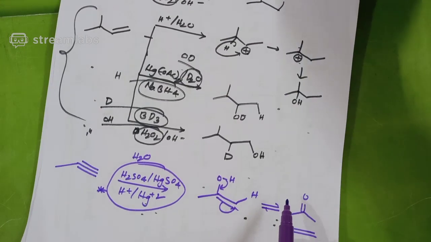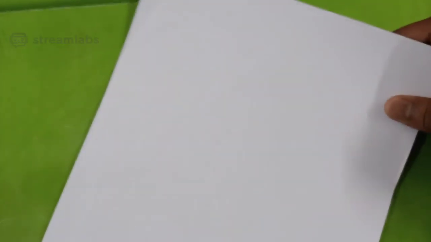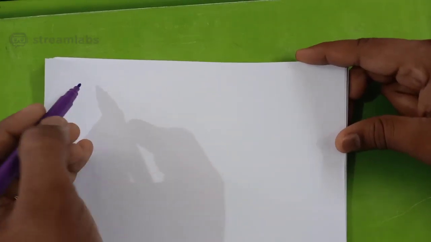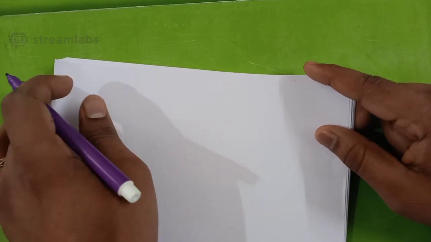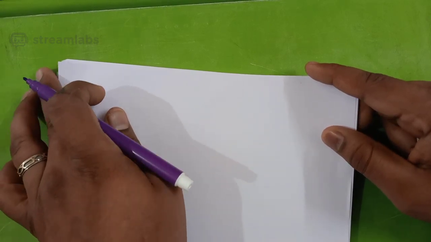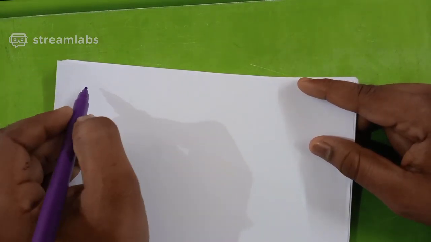The next, I'll explain in this one the main important reactions, like the preparations only. The preparation from alkyl halide is very simple, I'll just write it one time. We'll get it, it's very easy.